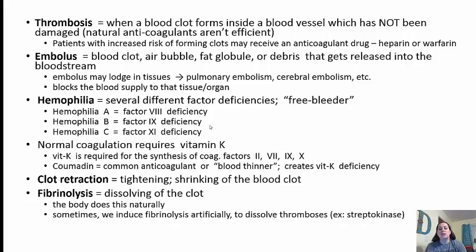Sometimes we induce fibrin lysis artificially when somebody has a stroke. This is to help dissolve those thrombosis very quickly. However, it's only going to work in a certain time period. This synthetic or artificial form of the fibrinolysis is called streptokinase.